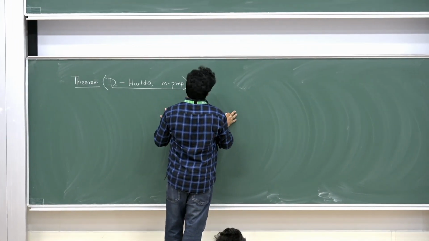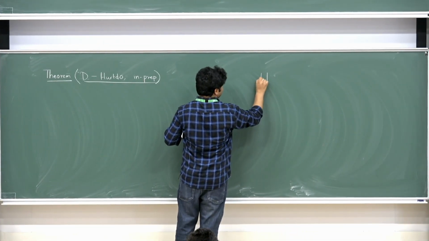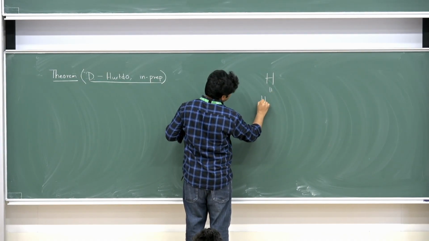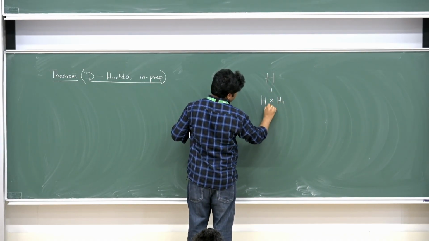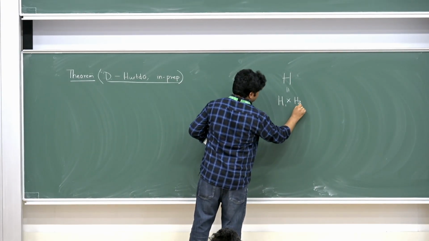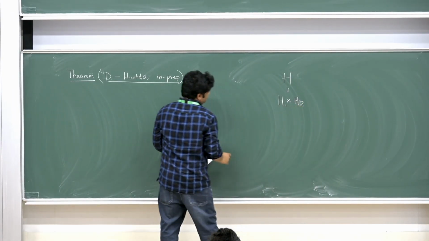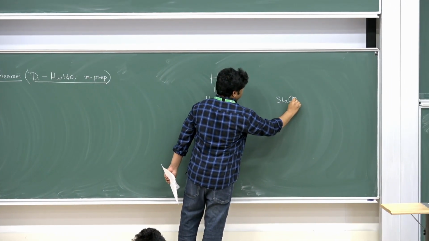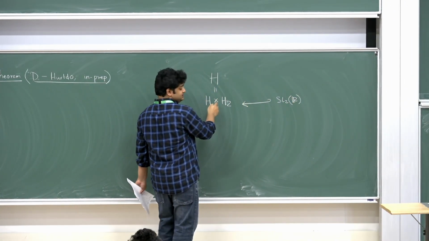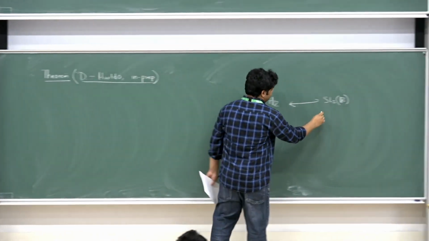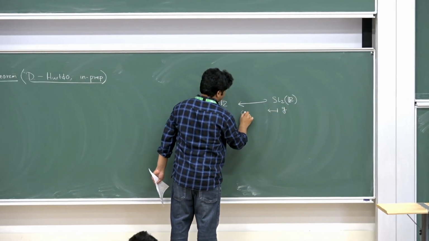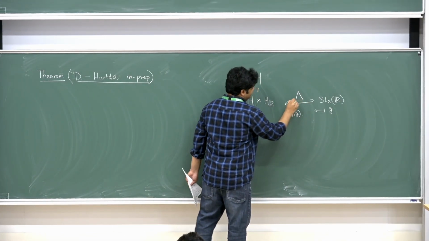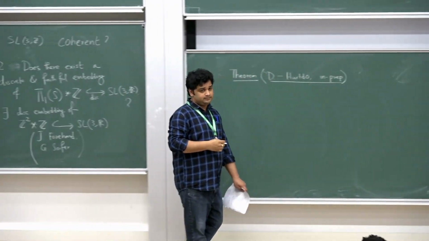So let me set some notation. We're looking at this group H, which is SL2R times SL2R, and this is a direct product of two groups, H1 times H2. And what we can do is embed SL2R diagonally inside this direct product. So an element is mapped to its diagonal pair. Let's call this embedding delta. Delta will denote this diagonal embedding.